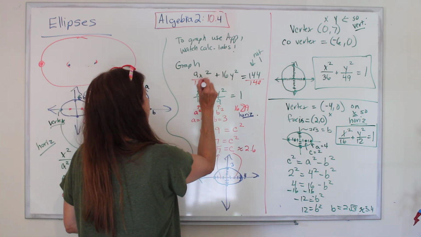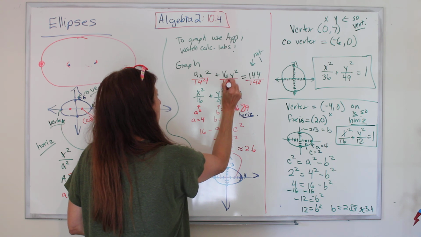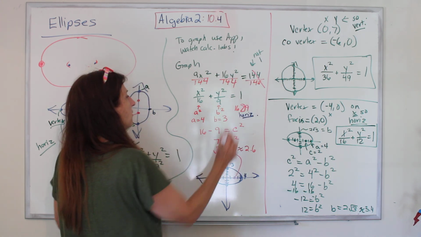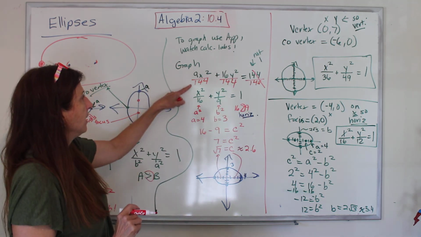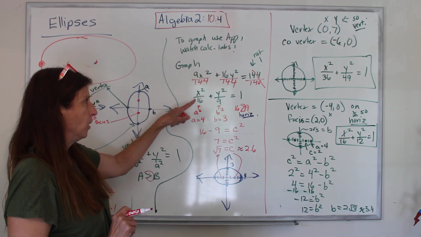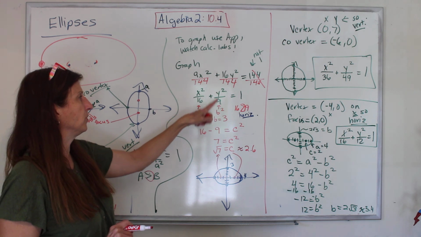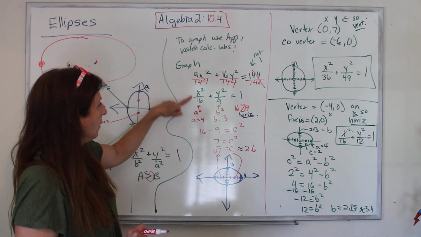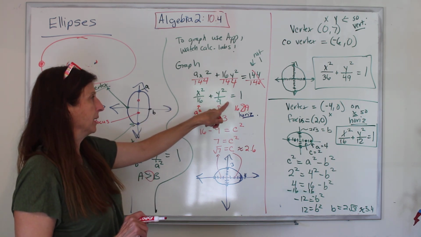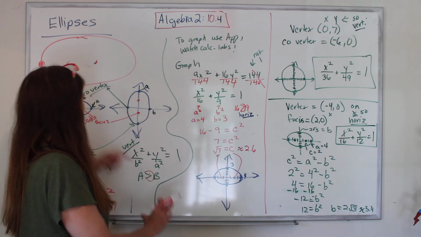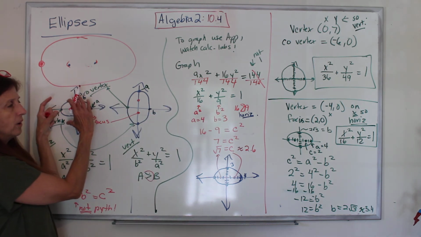So everybody gets divided by 144. It's the pirate party. Those cancel out, making 1. 9 over 144 reduces to 1 over 16. 16 over 144 reduces to 1 over 9. So notice that 16 is bigger than 9. So we know this is horizontally oriented.